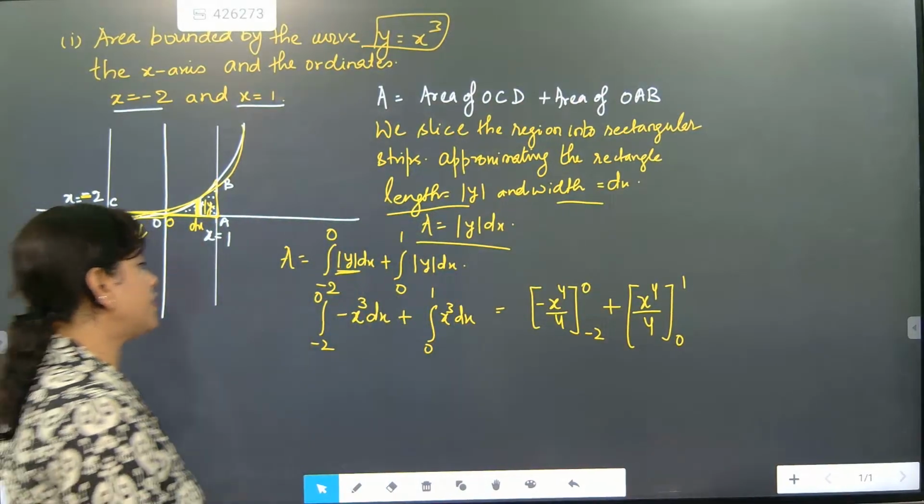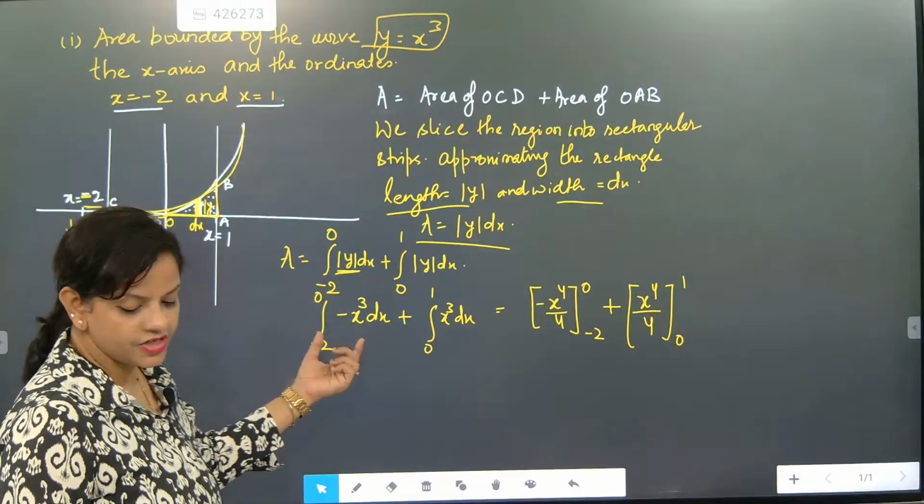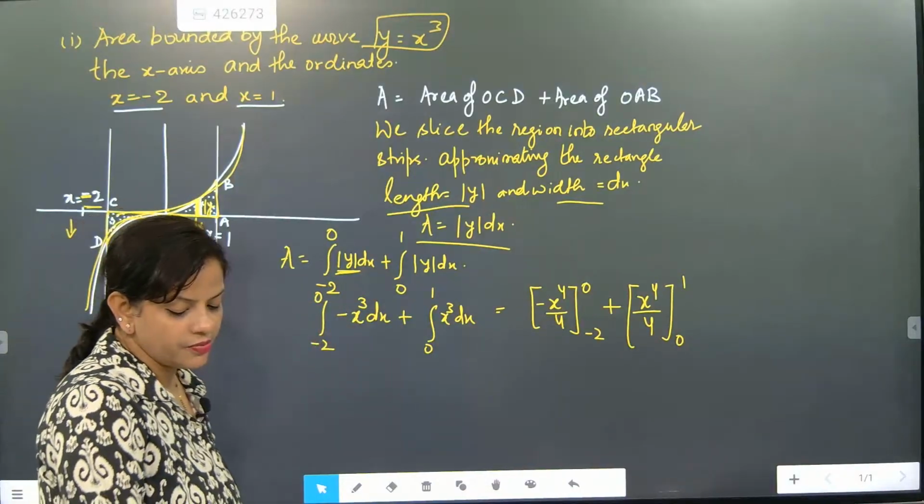So now check this part out. In the modulus section, the negative sign is going to be removed. What is the answer coming as?